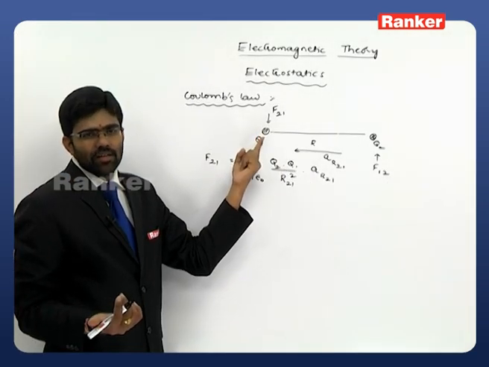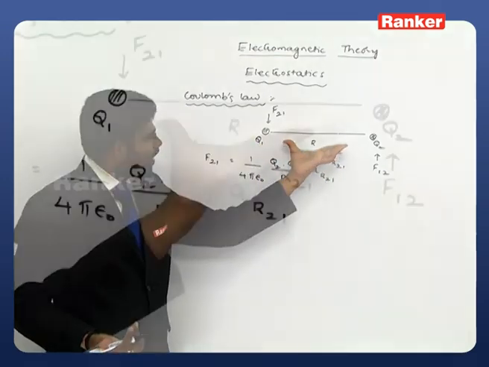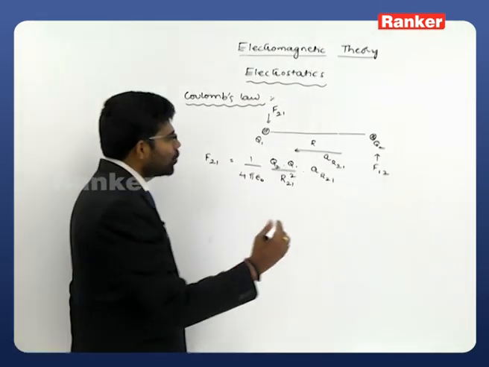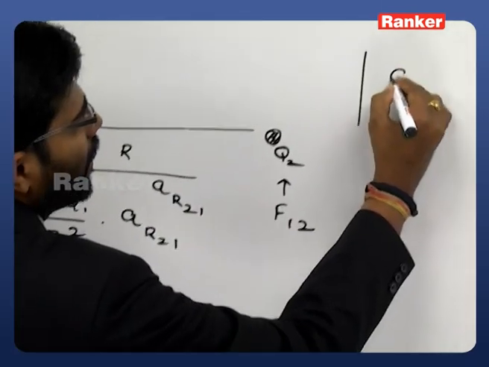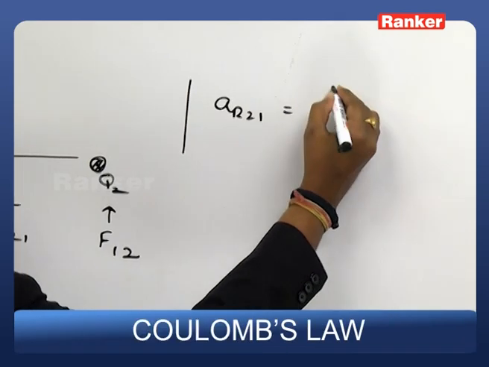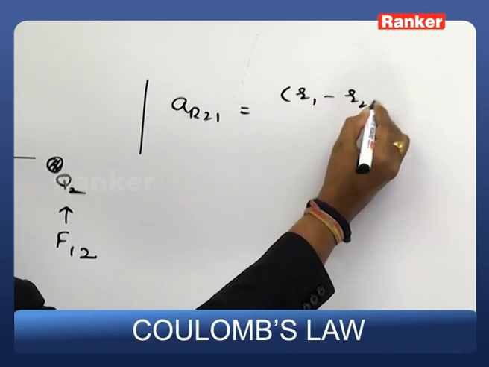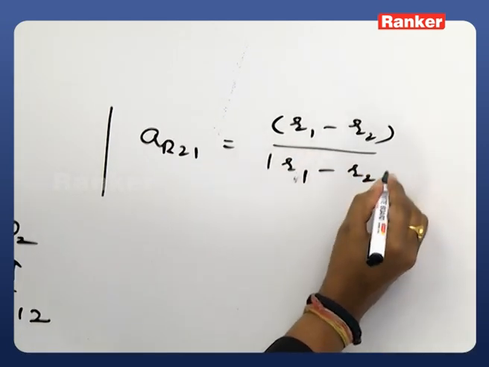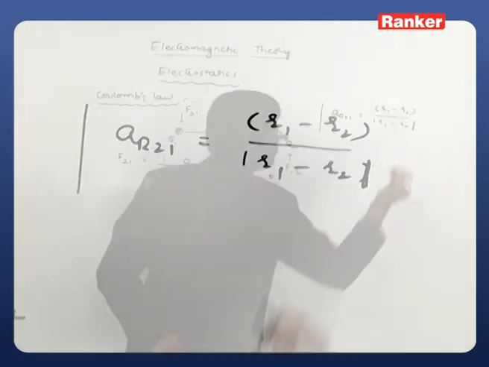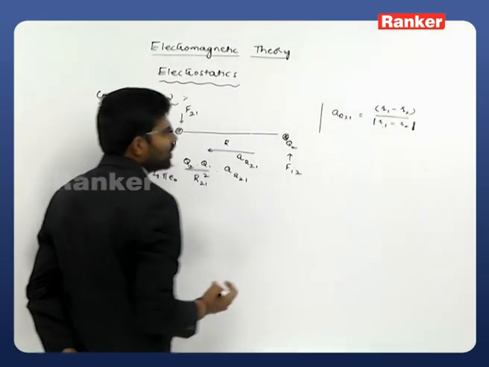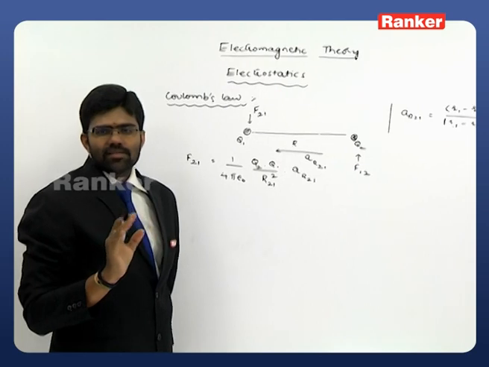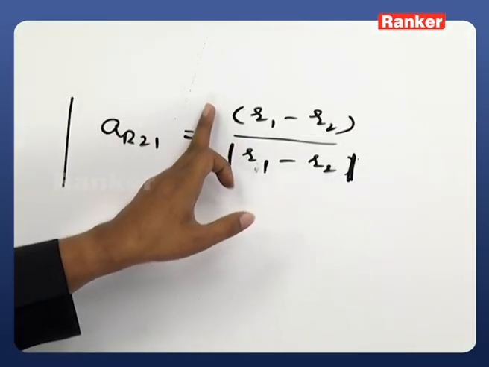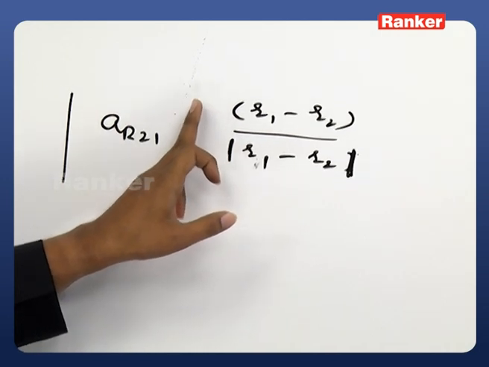The unit vector can always be calculated using its distance vector. Take the distance vector and divide it by its magnitude. So what is a r21? The a r21 can be obtained simply as r1 minus r2 divided by the magnitude of r1 minus r2. It is a magnitude, right? Now remember, don't go for position vectors and so on. Just for obtaining any distance vector between 2 points, subtract the first point from the second point.